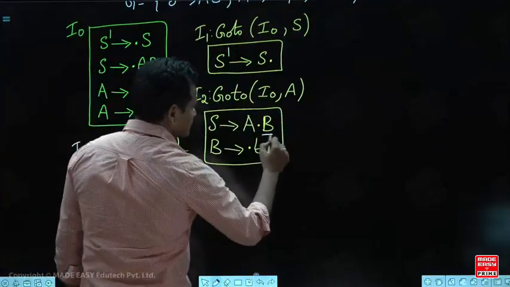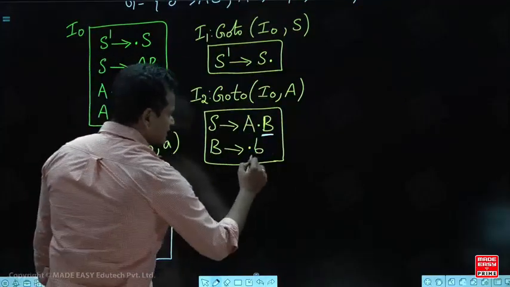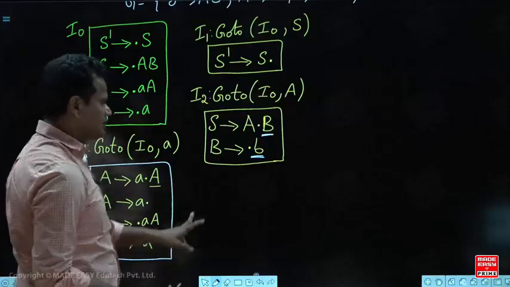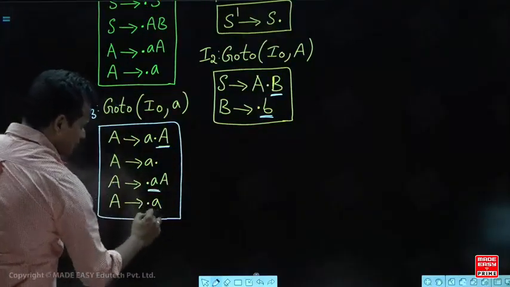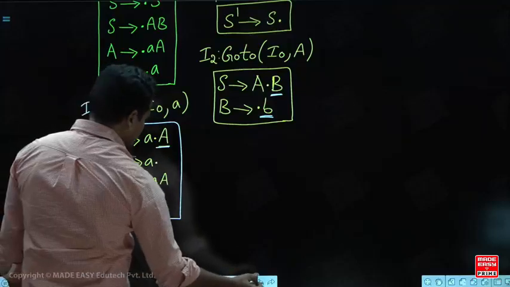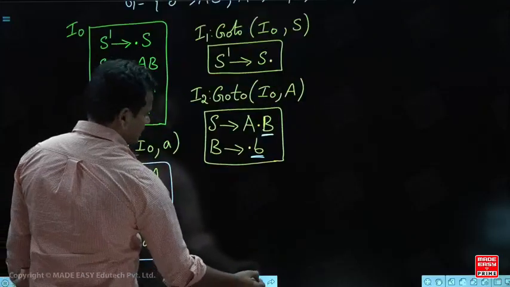Dot after B, so write the go to for capital B. Here dot after small b, write the go to for small b. And then I come to I3. Go to for A. This all you must do one by one. Okay, now look at this.